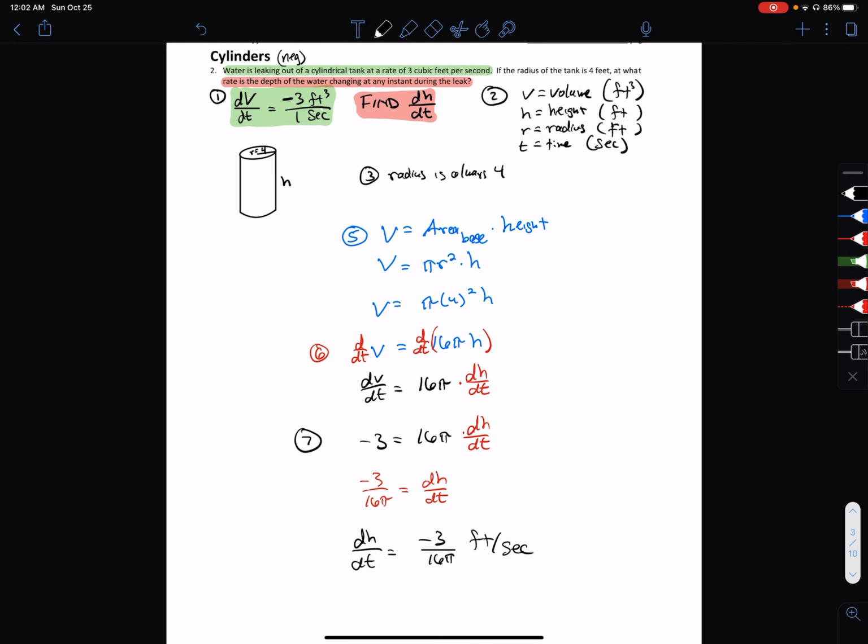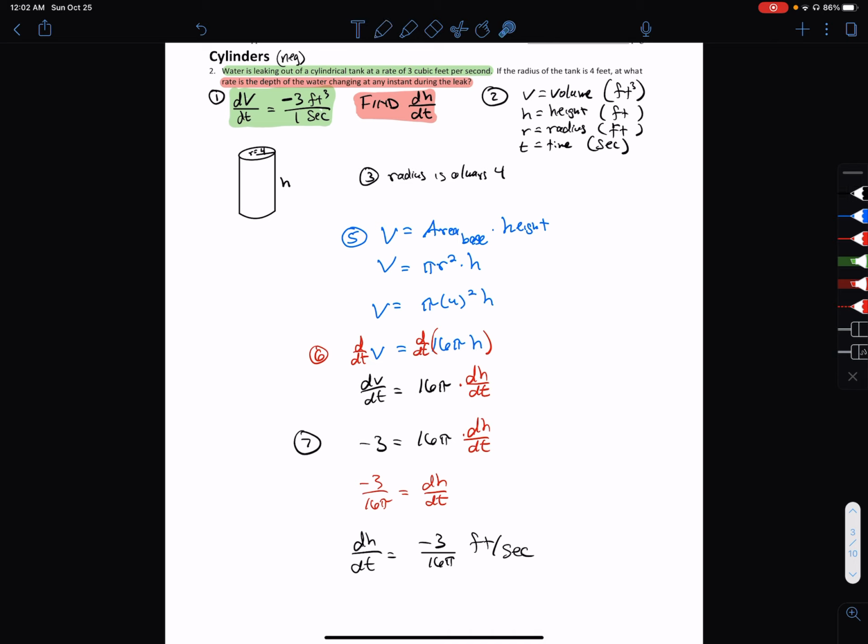So there's our first problem with cylinders. Also our first problem in which one of the variables truly wasn't a variable. It was a constant. Radius was always 4. When that happens, plug it in before you differentiate. Only if it's a constant the entire problem.